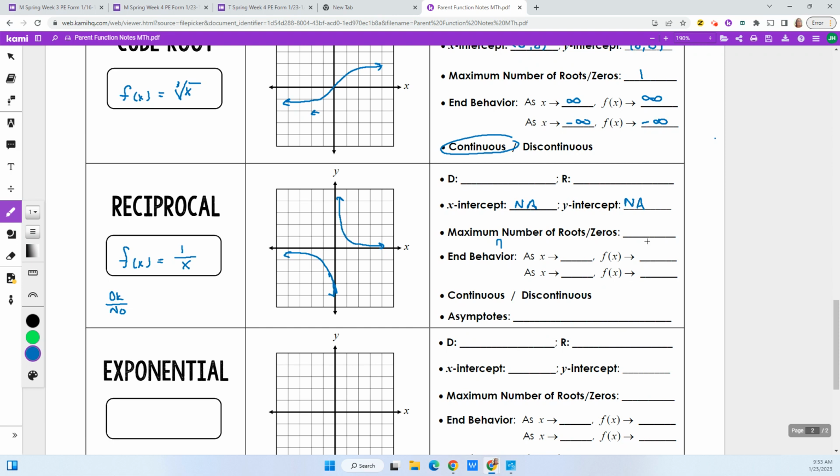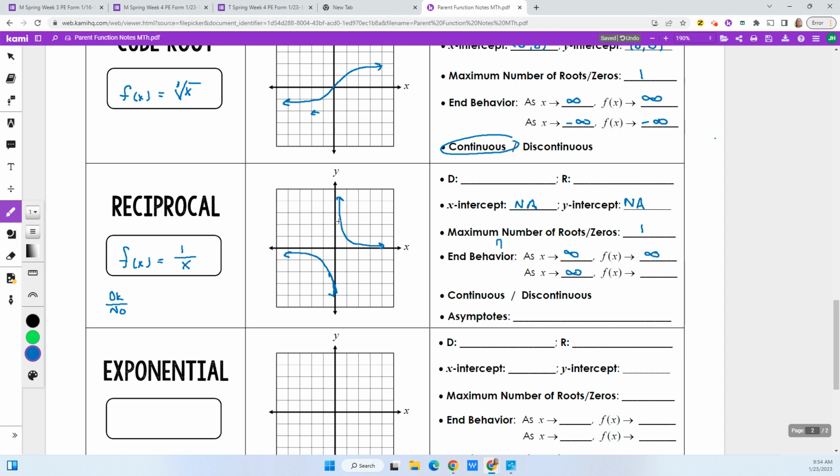says maximum number of roots or zeros, 1, but really it's none. They're saying 1 because it could be like a point at 0, 0. In end behavior, you can see like as x gets bigger in this direction, y gets bigger. And as x gets smaller in this direction, y gets smaller.